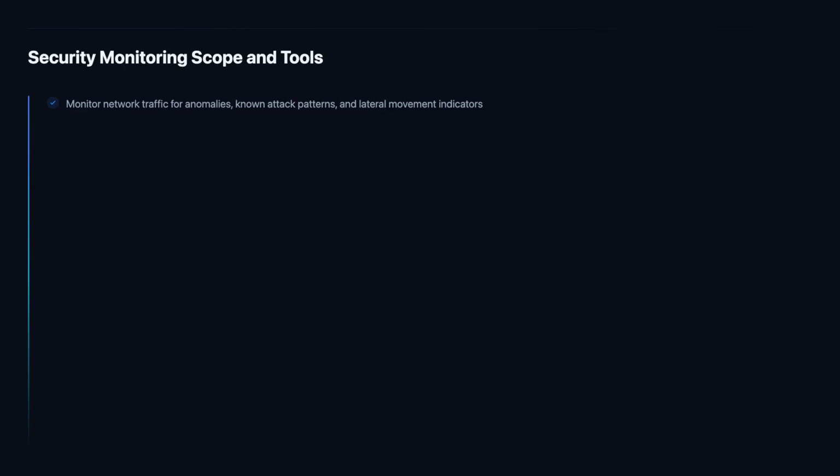Network monitoring should cover both perimeter traffic, the boundary between the organization and the internet, and internal east-west traffic, the flows between systems inside the network, because attackers who have gained initial access move laterally across internal systems rather than generating perimeter-detectable traffic.